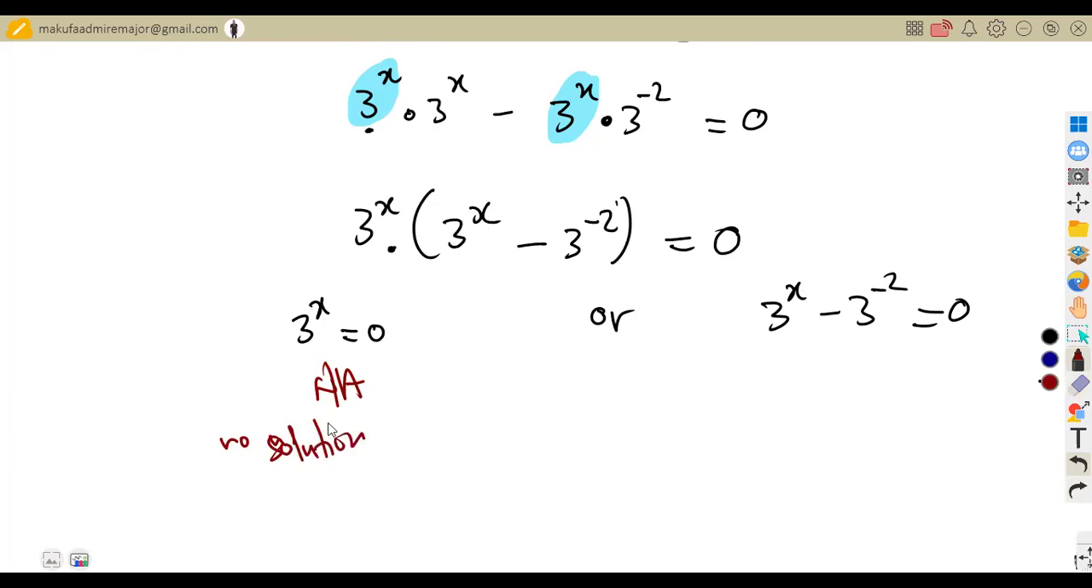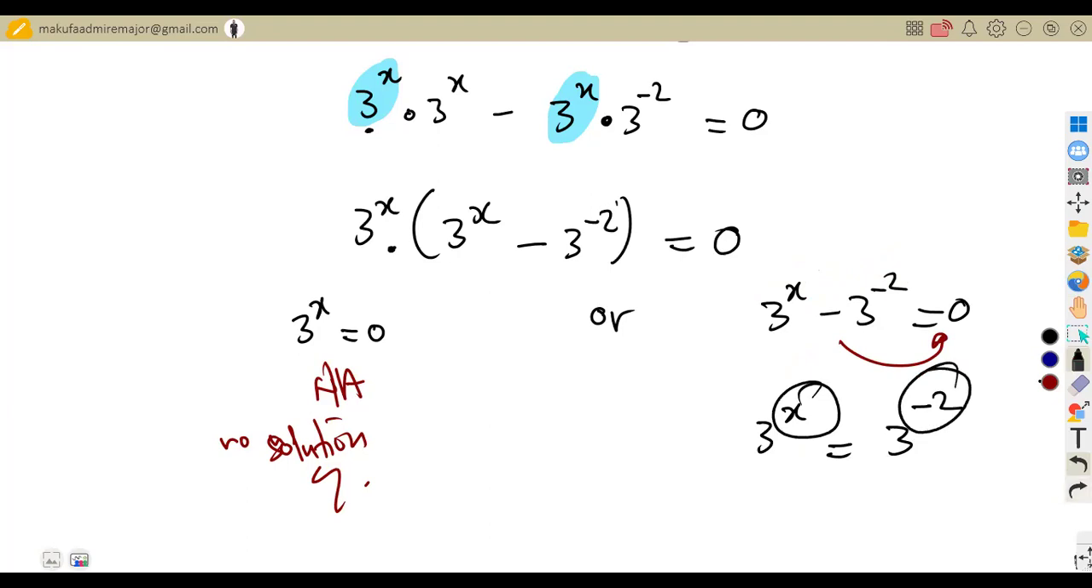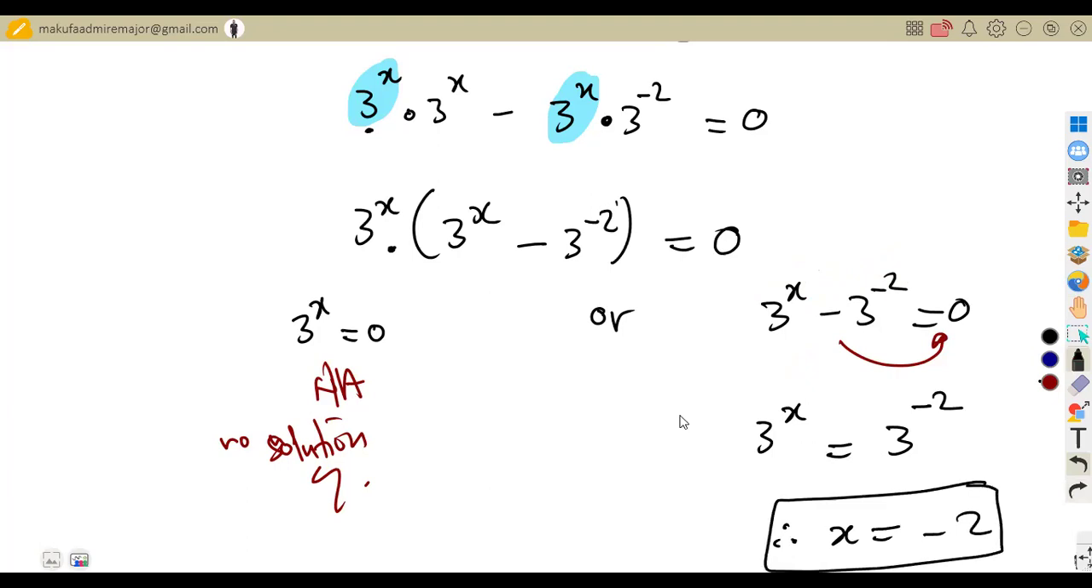All right. So if there is no solution there, let's consider the second part. 3 to the exponent of x minus 3 to the exponent of minus 2 must be equal to 0. Let us transpose this to the other side. It becomes positive. 3 to the exponent of x is equal to 3 to the exponent of minus 2. Already the bases are the same, so the exponents automatically must be equal. Therefore, x is equal to minus 2.